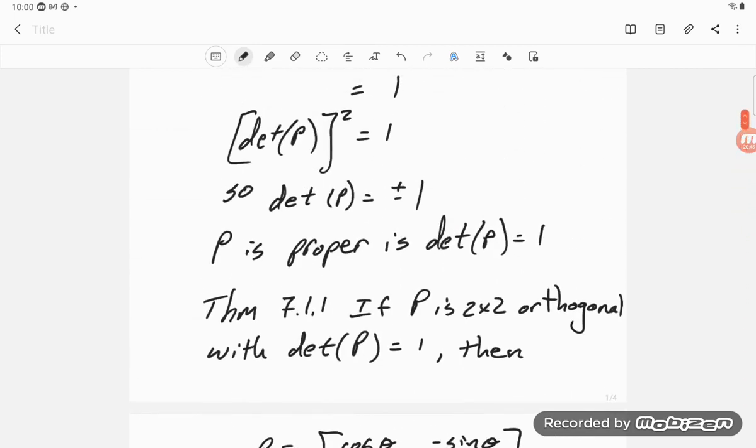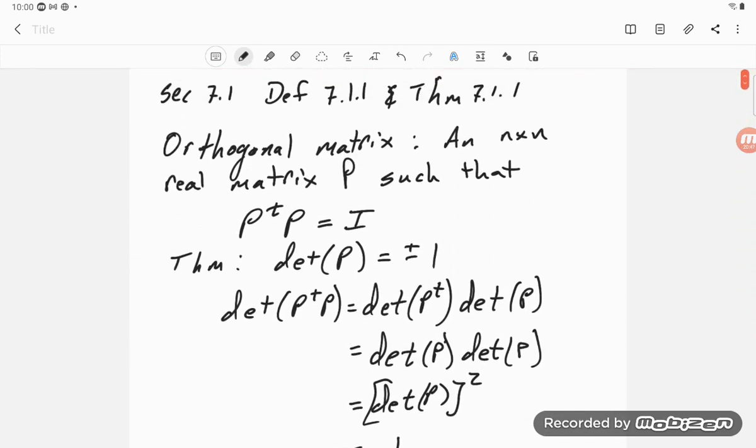So that is whatever we had there. What were the names of those? Definition 7.11 and theorem 7.11. And so I think we'll stop there. You're probably hoping I'll stop. And yeah, I think I'll stop there.